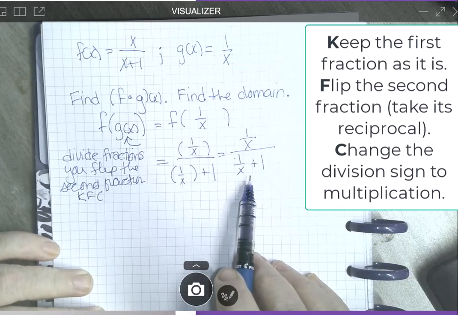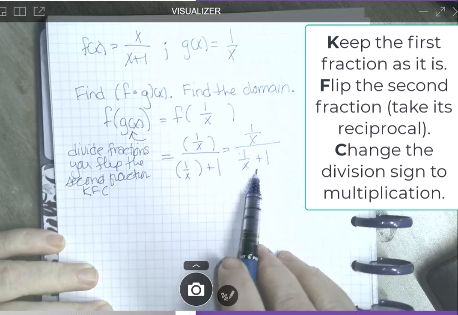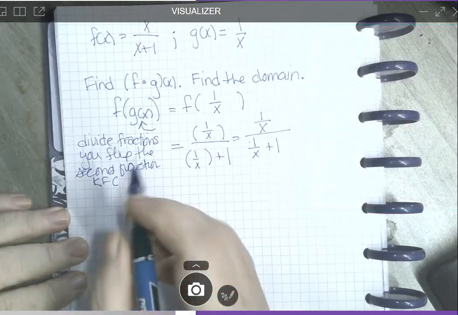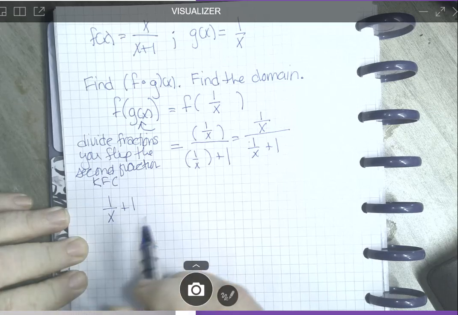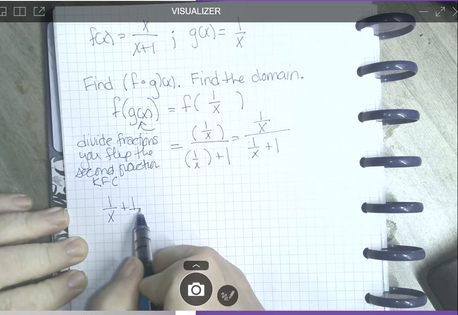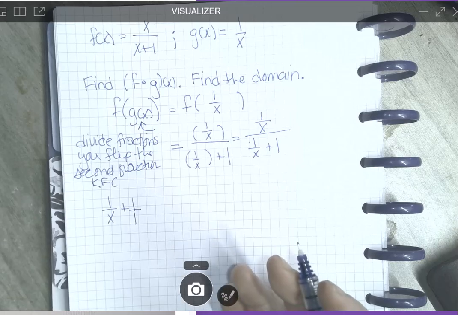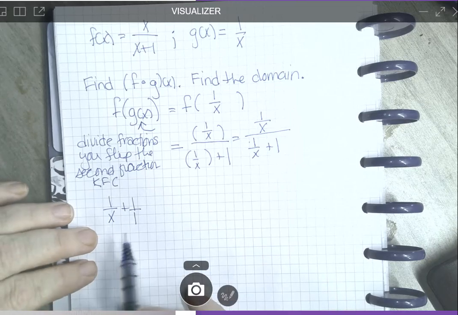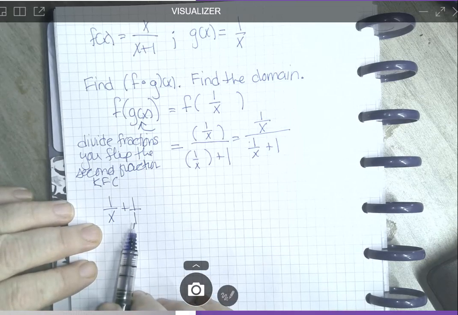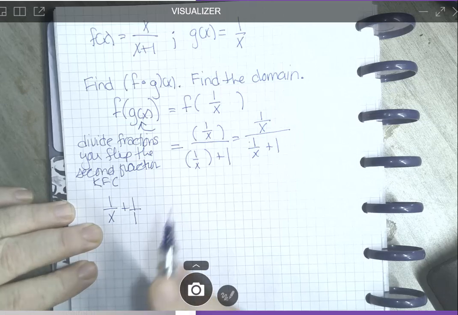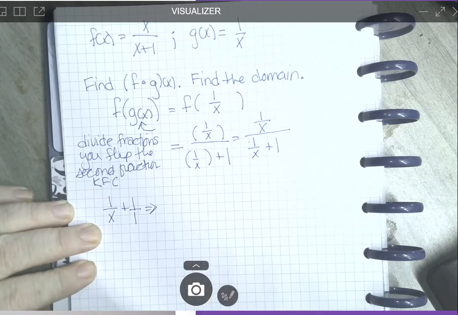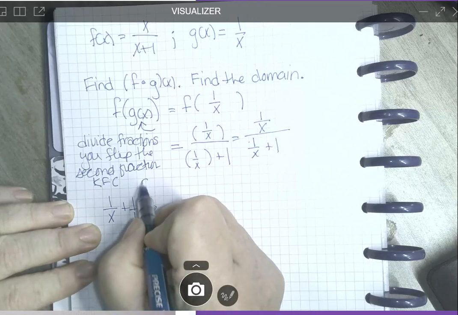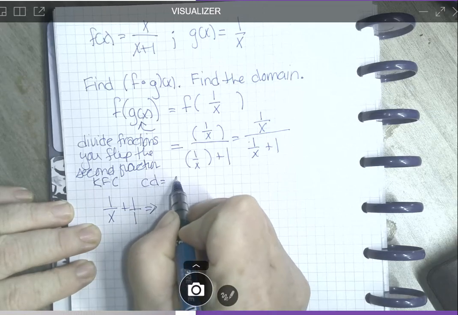So what we have to do is find the common denominator here. Now I'm going to write it down here, just the denominator. Now remember, the 1 is just 1 over 1. So what would our common denominator be? Well, I have a 1 and an x. Did you guess x? If you did, you're correct. So I'm going to make a little arrow here: common denominator is x.